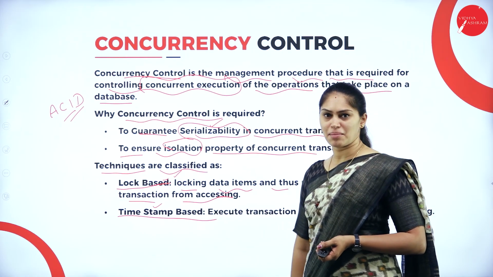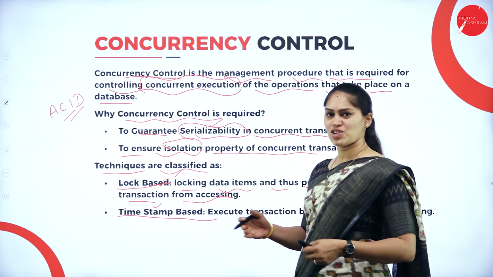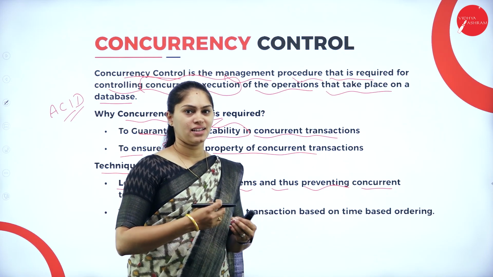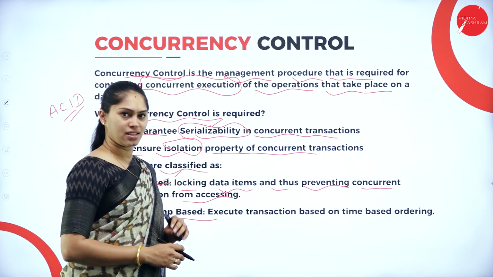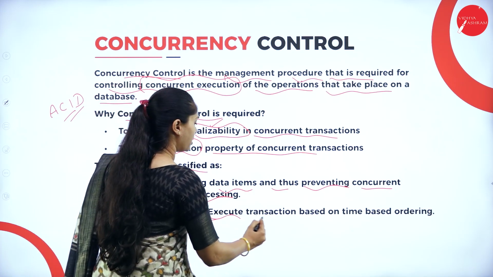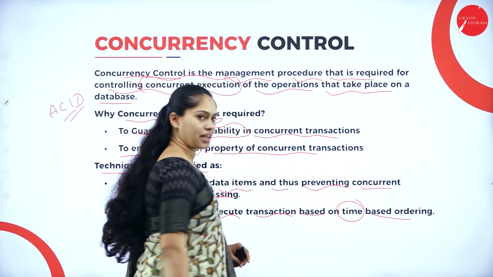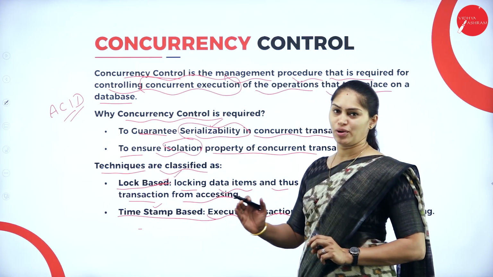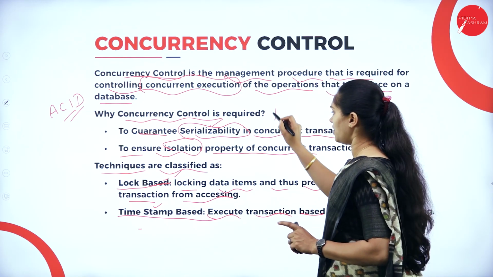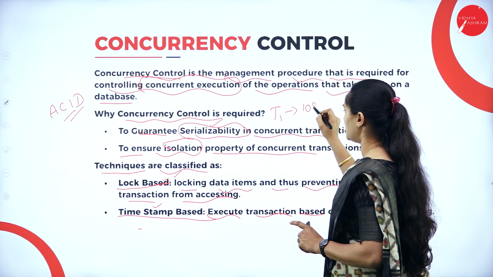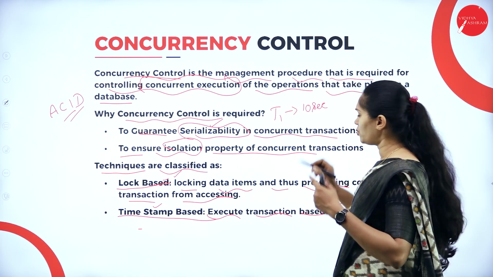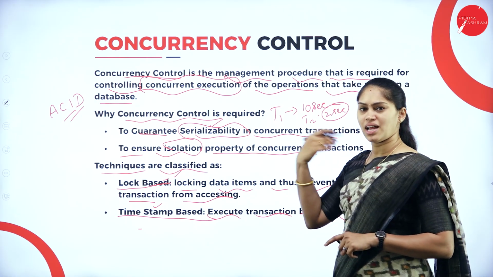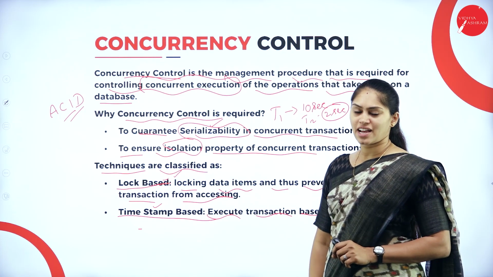And also we have timestamp based. Instead of waiting for a long duration, if we give a timing for each transaction, then that would be better than waiting in the queue. So in the time based concurrency control, it will execute the transactions based on time based ordering. As per the order given by time, the execution will take place. So if they say T1 should take place for 10 seconds, then it will take 10 seconds, and the T2 transaction will hold 2 seconds. At that time it has to come and execute its transaction in the database.